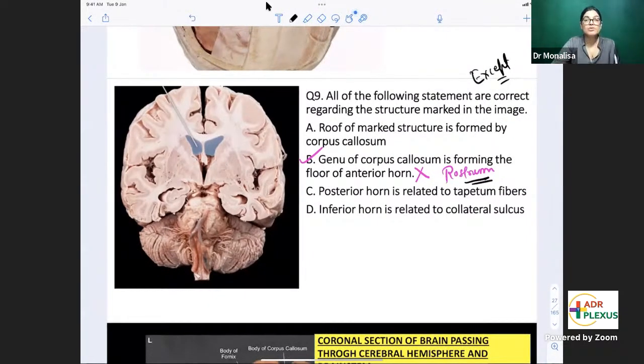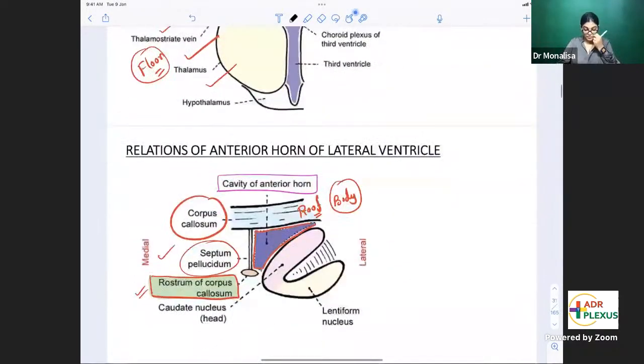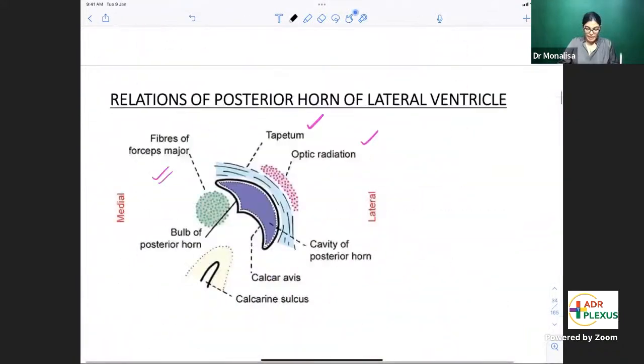Please let me know. Is it okay? Have everyone understood? Have you understood, doctor? Yes, Dharan? Okay, great. So let's move on to the next MCQ.